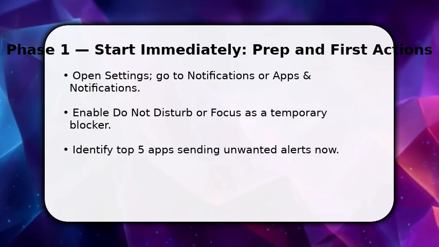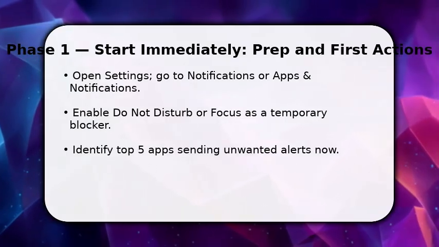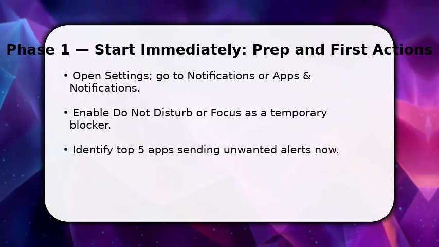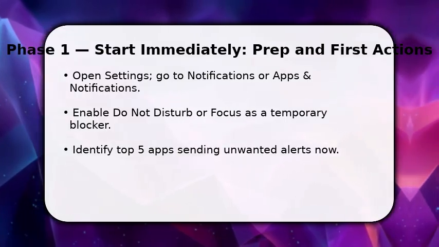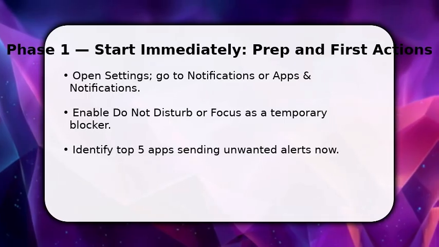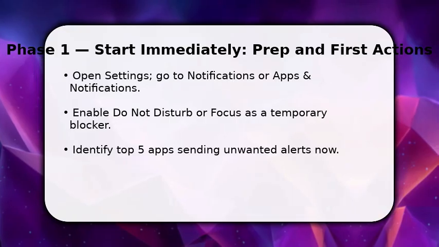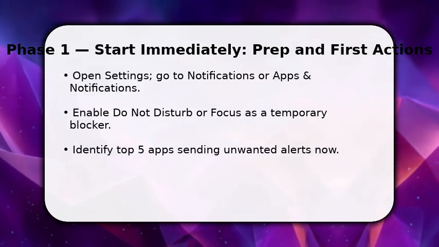You start by opening Settings and landing in Notifications or Apps and Notifications. Do this now, don't pause. Next, enable Do Not Disturb or a focus profile to stop interruptions while you work. Then scan your recent alerts and pick the top 5 apps that generate noise or badges.